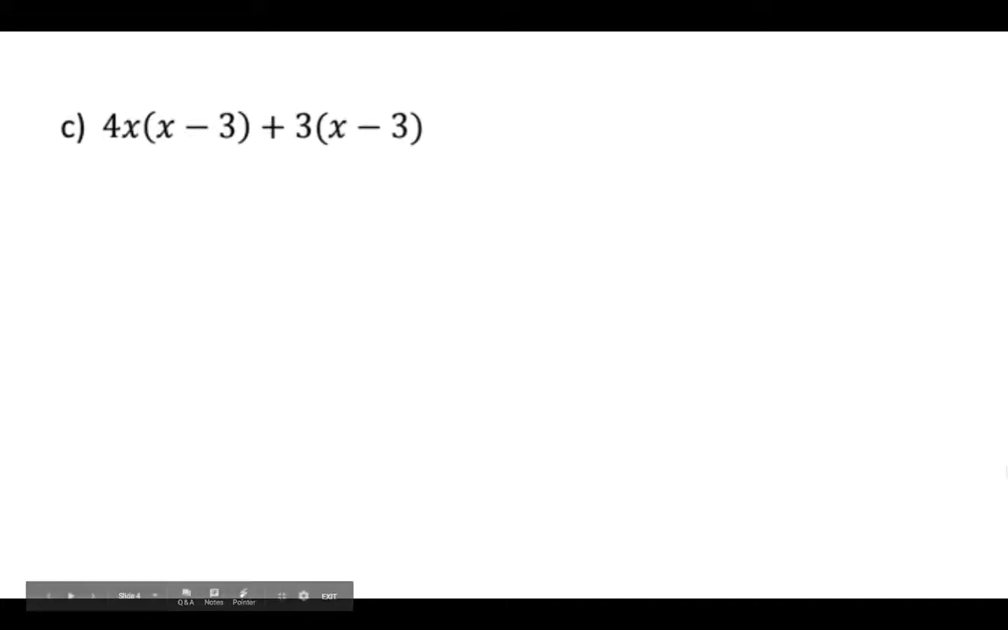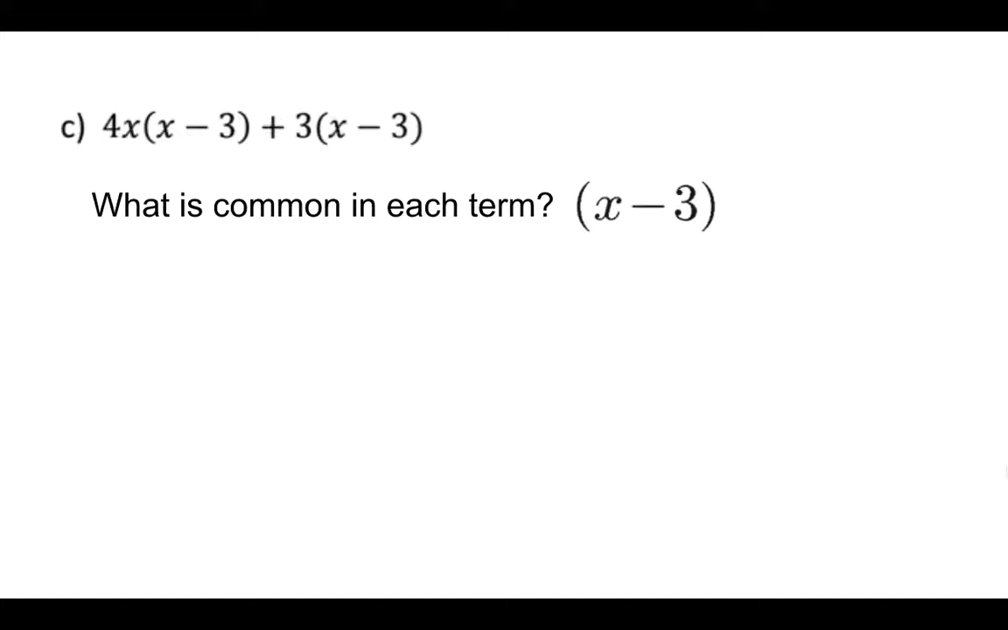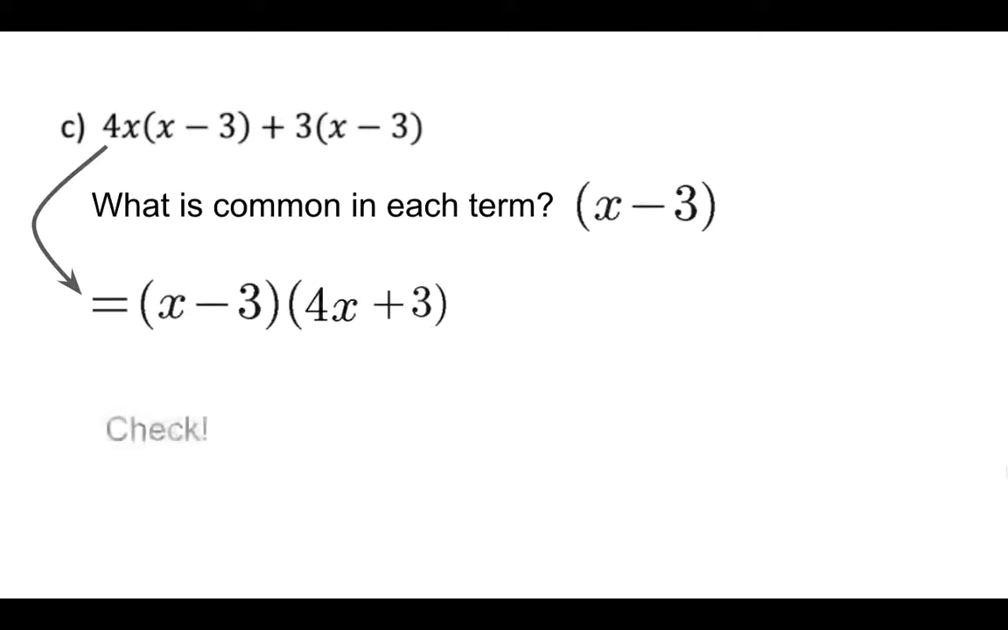This one is really just to expose you to the idea that your common factor might be a binomial. And so what's common in each term? It's the x minus 3. If you bring the x minus 3 out, you ask yourself, x minus 3 times what gives you 4x times x minus 3? And it's 4x. And x minus 3 times what gives you 3 times x minus 3? And it's got to be plus 3. And we can check by taking the whole thing, x minus 3, and expanding it all at once. And that's what we're going to get.